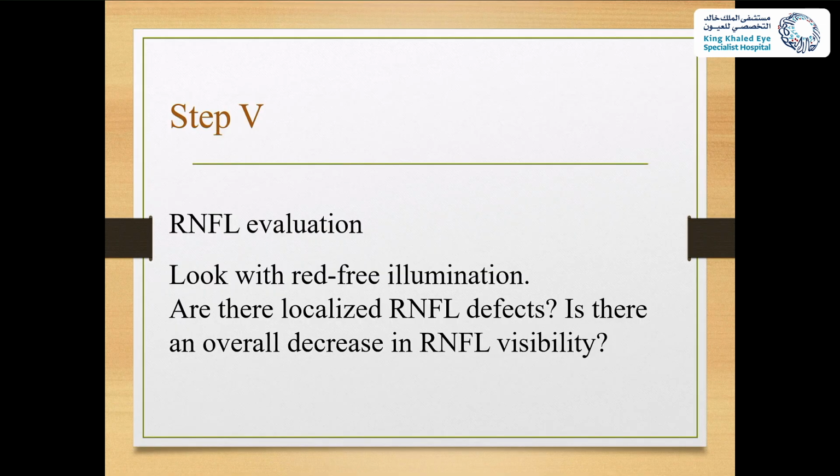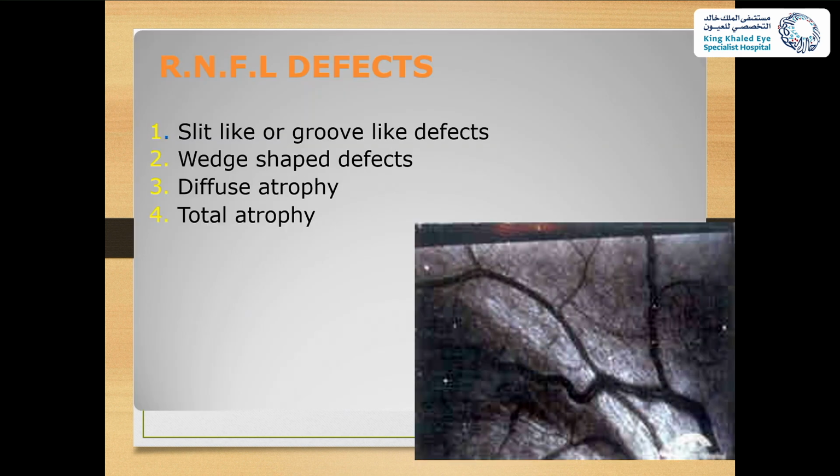Step 5, retinal nerve fiber evaluation. Usually we look with red-free illumination. Is there any localized nerve fiber defect? Is there an overall decrease in nerve fiber visibility? For example, here, if there's any defect, it can be slit-like. The defect can be wedge-shaped, can be diffuse atrophy, or can be total atrophy, either in one hemisphere or the whole fundus in very advanced glaucoma.